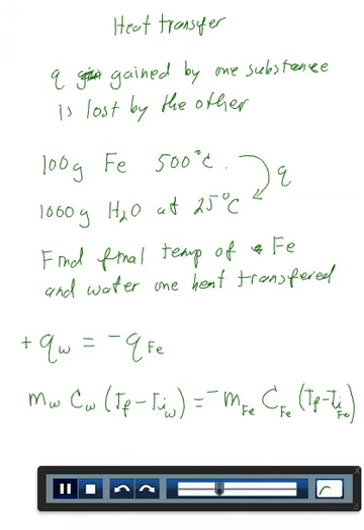Now T final is going to be the same for both the water and the iron once all the heat is transferred. They'll equilibrate to the same temperature. So that's what we want to find. Setting up this equation is easy. Right here, we just have to make sure we get our signs right and then substitute in for MC delta T for Q. So now we have to just algebraically solve this equation for T final.